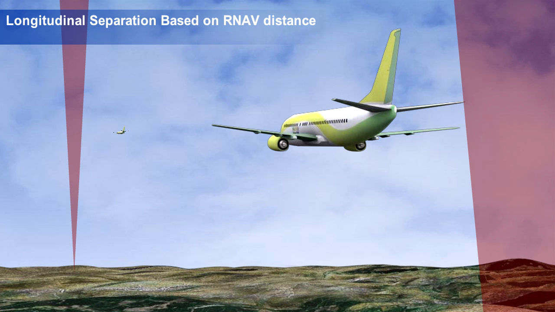The minima is 80 nautical miles distance-based separation instead of the normally required 10 minutes. It is also essential that the Mach number technique is applied in this case. In the event of equipment failure, potentially reducing the standard separation, the separation will revert to the normal 10-minute separation.